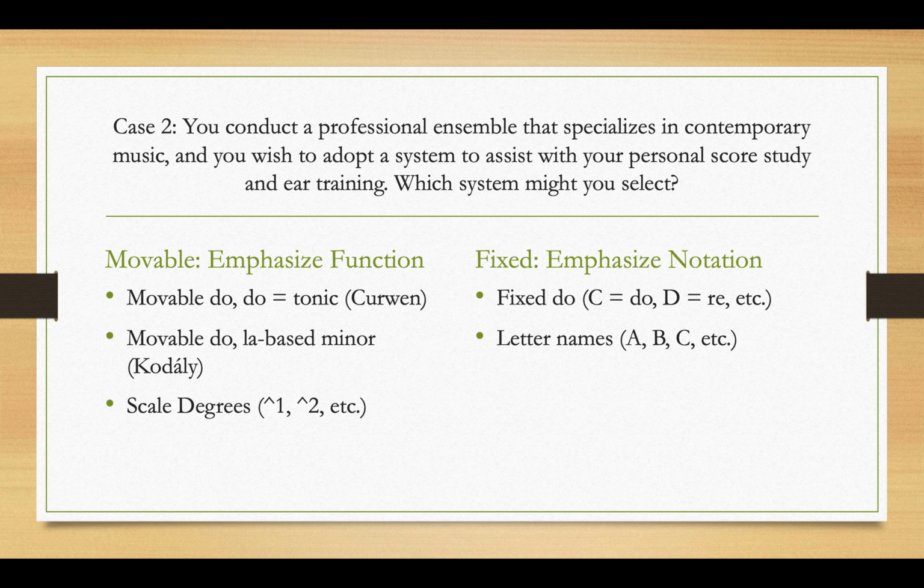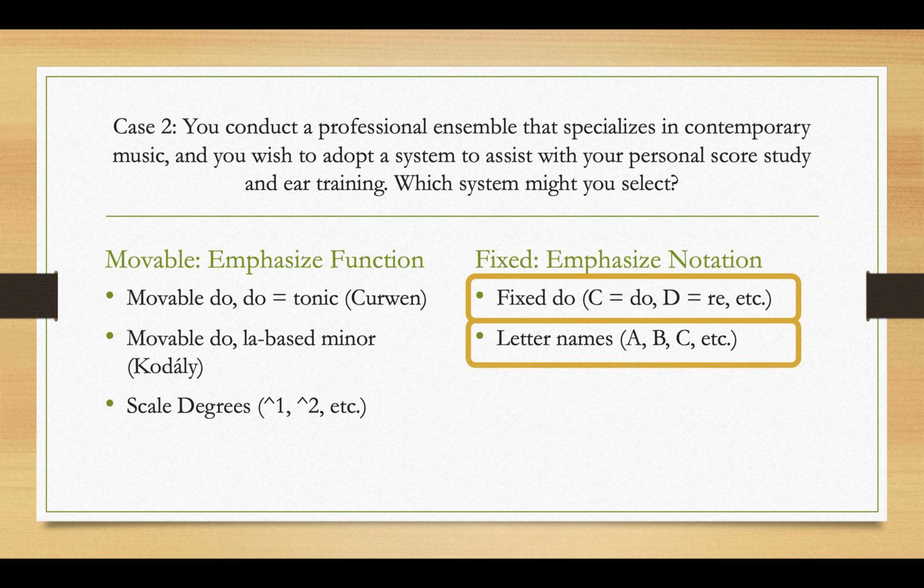Let's consider another case. Imagine you conduct a professional ensemble that specializes in contemporary music, and you wish to adopt a system to assist with your personal score study and ear training. Which system might you select? Notice that if you're dealing with contemporary music, this is not going to be diatonic most of the time. It's not even going to fall within the realm of functional chromaticism most of the time. Therefore, in this sort of circumstance, a fixed system might be more appropriate to your needs. Either a fixed do system or using the letter names.